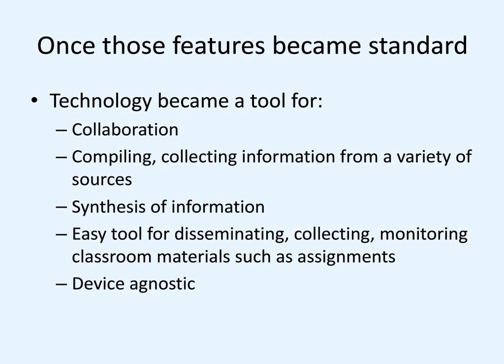So once all of those features became standard, the accessibility built into the devices, the ability to connect to Wi-Fi with pretty much everything we have, and all those other things, then technology became a tool for collaboration, because now we have the ability to do that. And when I say we have the ability, whether we're using it is another issue. But we have the ability for collaboration, which is one of the requirements of employees in a 21st century working environment. We have the ability to compile and collect information from a variety of sources. We're using our technology now to synthesize information.